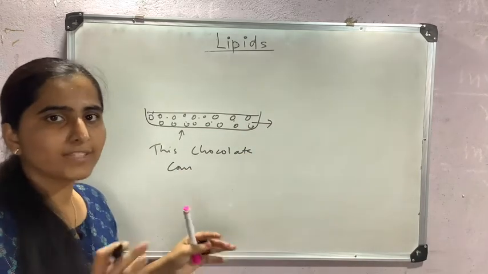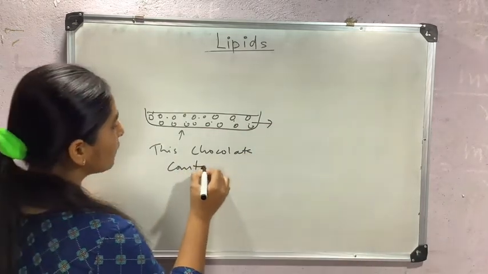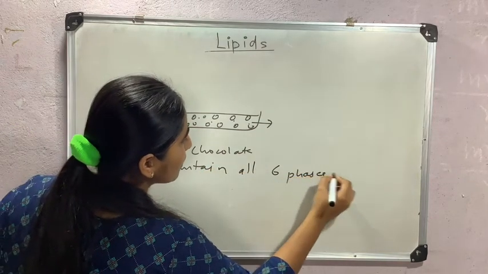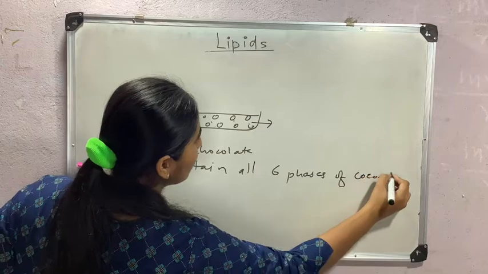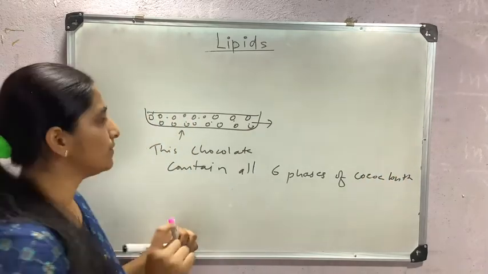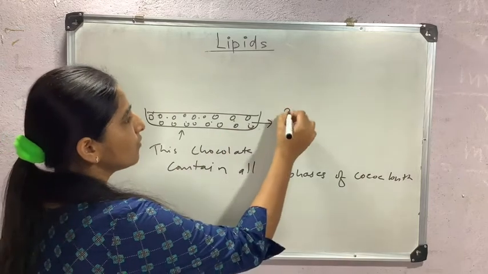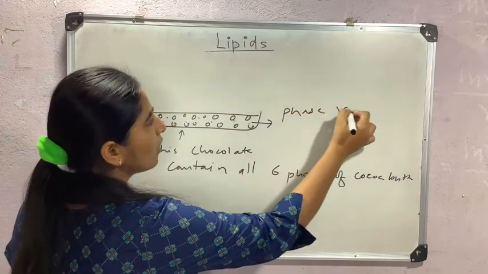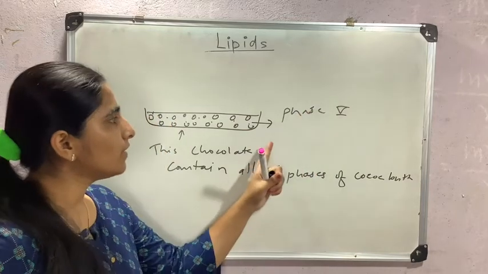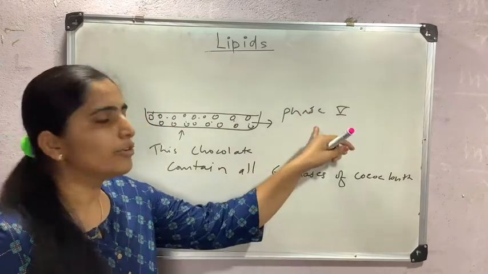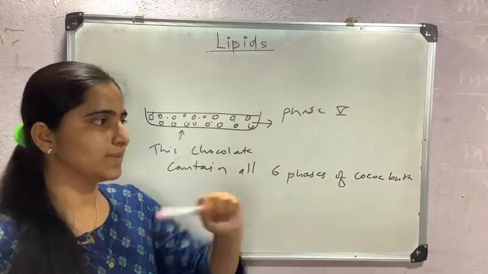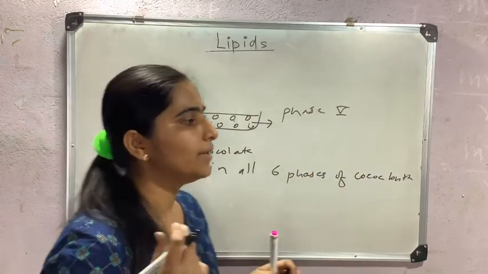But this chocolate contains all the 6 phases of cocoa butter. And our only aim is to produce phase 5 cocoa butter. Therefore, to produce phase 5 cocoa butter, we have to use the tempering process. I will tell you how they do this.